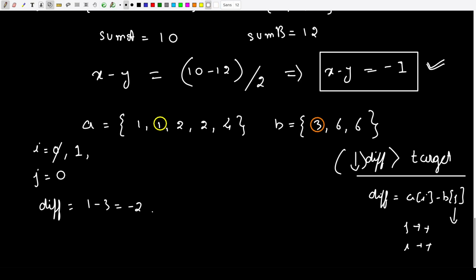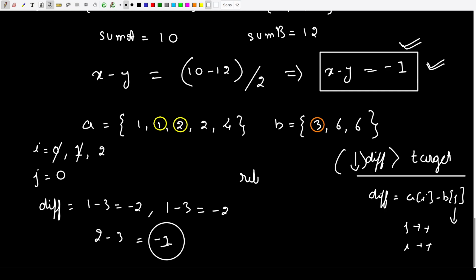Again let us compute the difference. So again the difference is the same, which is minus 2. So we are going to increase the ith pointer. So now the ith pointer points to the second element, which is this element. Now let us compute the difference. So 2 minus 3 is equal to minus 1. So we were able to get to our target, which is minus 1. So in this case we are going to return 1.